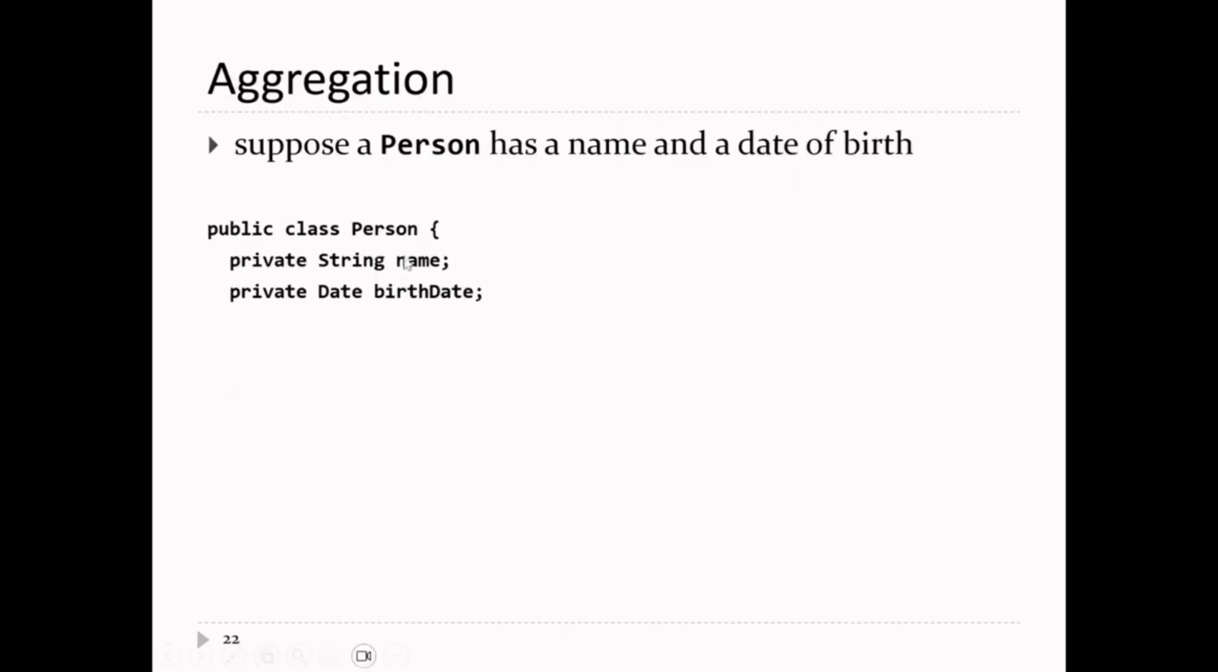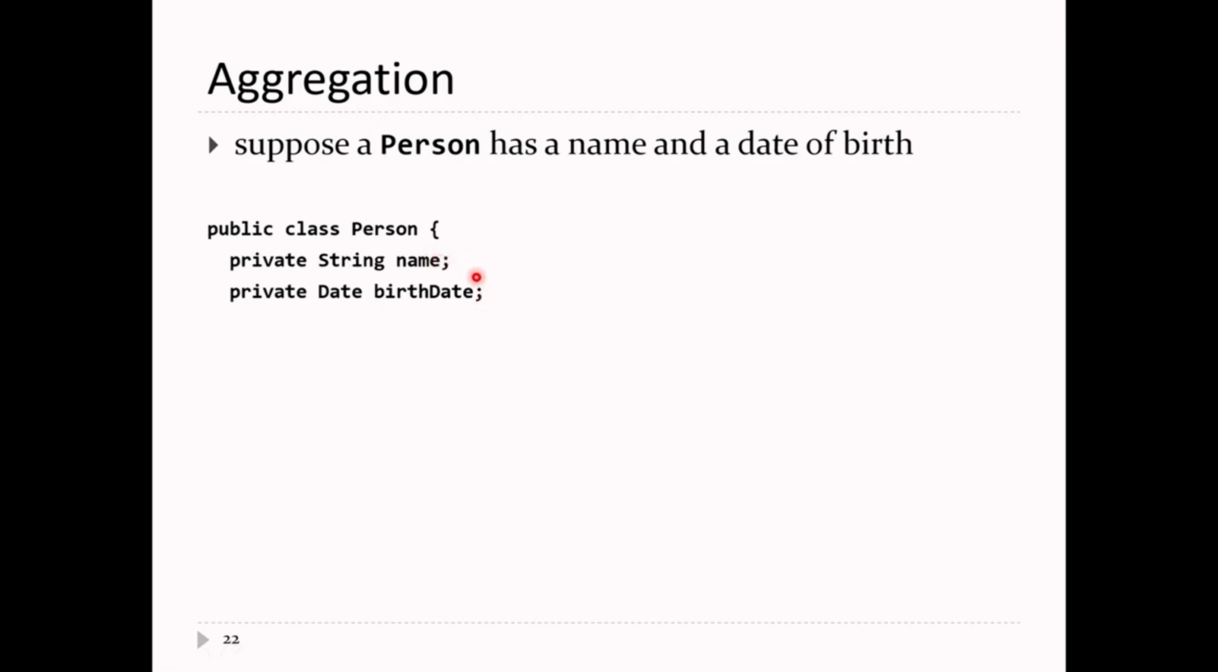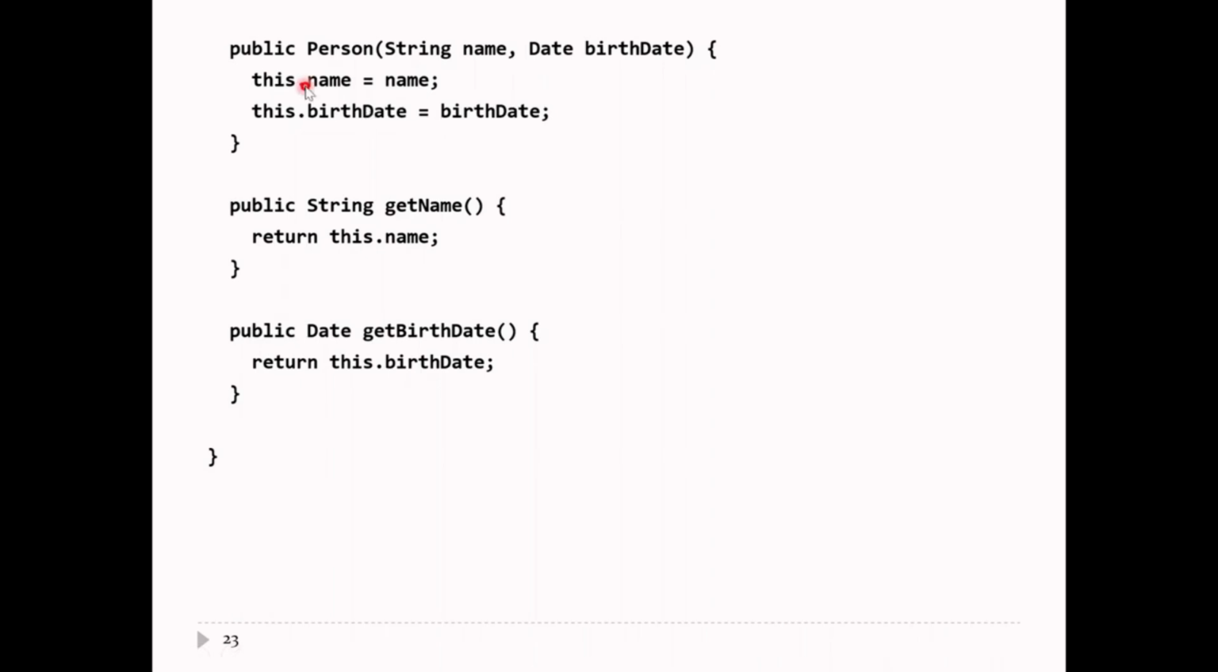So that example there is using aggregation. If I was to ask you to implement the person class, and provide a constructor and a get name and a get birth date method, at this point in the course, that's the code you would probably write. These fields are of reference type, but you're treating them like they are primitive values: this name equals name, this birth date equals birth date, return this name, return this birth date. So no new objects are being created.